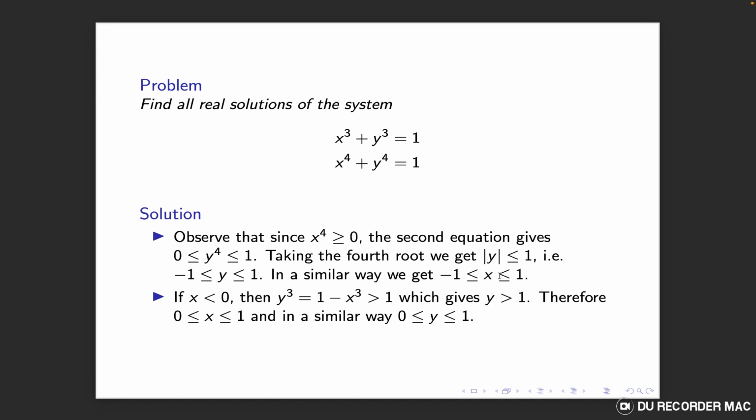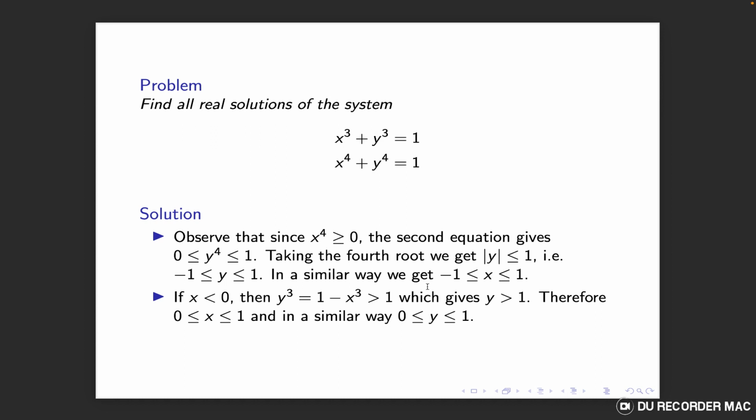Now x is between -1 and 1. We can consider two cases: x is less than 0 or greater than or equal to 0. But if x is less than 0, then x is negative, so x cubed will be negative. And if I put a negative sign, minus x cubed will be a positive number, so essentially y cubed, which is 1 minus x cubed, will be greater than 1, and this will give that y is greater than 1. However, this contradicts the fact that the absolute value of y is less than or equal to 1.